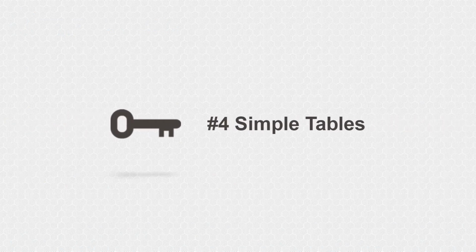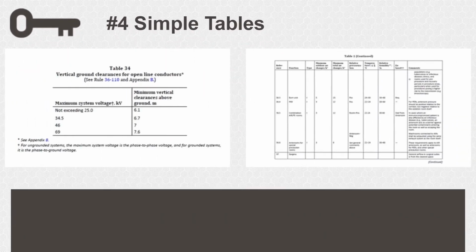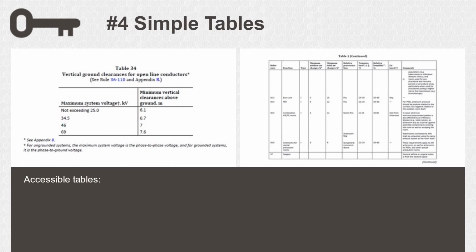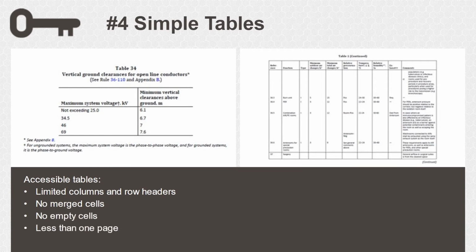Use tables, but wisely. Simple tables may be used to provide structure to content that would otherwise be complex. But to be accessible, tables must have limited columns and row headers, no merged cells, and no empty cells. Ideally, a table should be less than 1 page in length and include a short descriptive caption that states the purpose of the table.